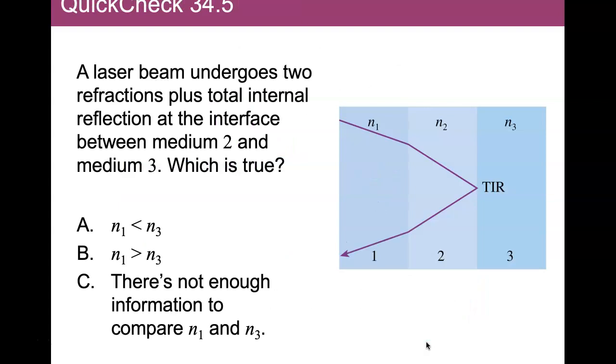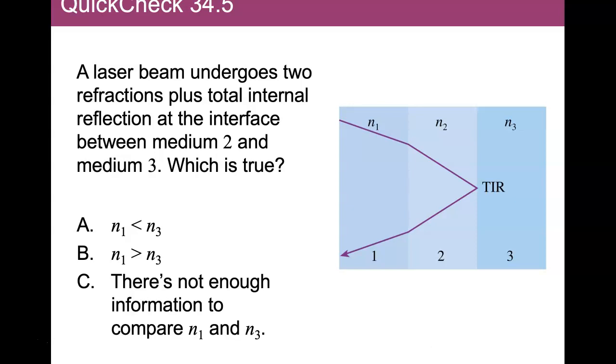Okay. So here's a quick question. Read through this, pause the video, try to figure out the answer. All right, so let's see. So we have a beam that undergoes 2 refraction plus total internal reflection at the interface between medium 2 and 3.